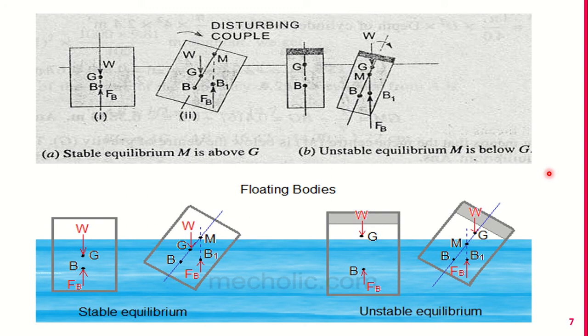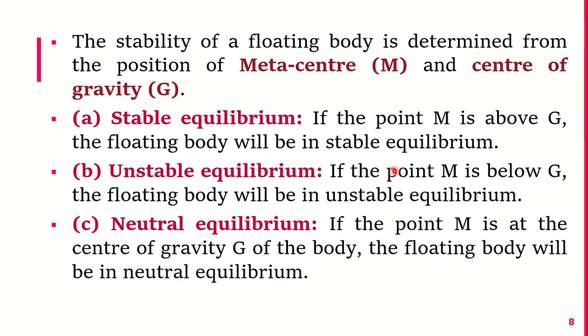So what I talked about stable equilibrium in a submerged body, if B is above G, it is stable equilibrium. Here also, if M is above G, it is stable equilibrium. In case of a floating body, if M, the metacenter, is above G, the floating body is in a stable condition. If M is below G, then it is unstable. And if M and G are at the same place, it is neutral equilibrium. Same. There B and G, here M and G. If the point M is above G, it's called stable. If M is below G, it's unstable. If M and G are at the same place, then it's said to be neutral equilibrium.